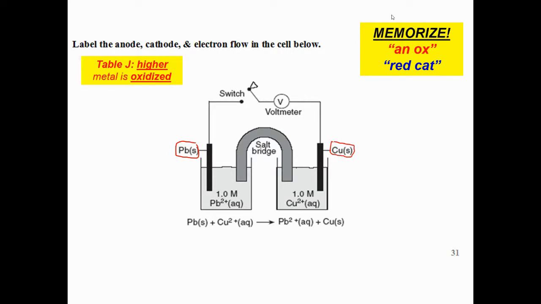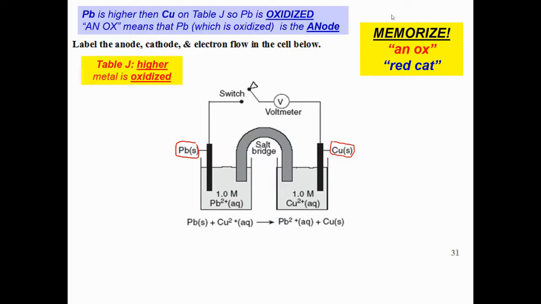The higher metal is oxidized. So we got lead, we got copper. Which one is the higher metal? That'll be the one that's oxidized. Just hit pause, look at table J. Okay, lead is higher than copper, so lead is oxidized. And AN OX tells us that the one that's oxidized is the anode. So we can label this side the anode. This piece of metal is the anode, where oxidation happens. This piece of metal is then the cathode, where reduction happens, because lead is higher than copper on table J.